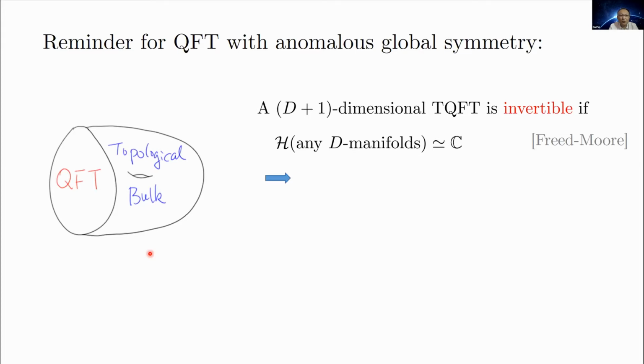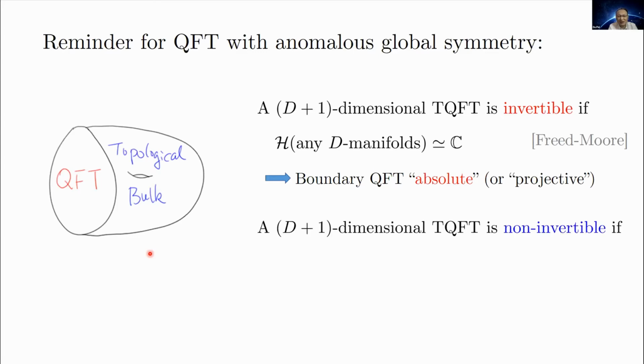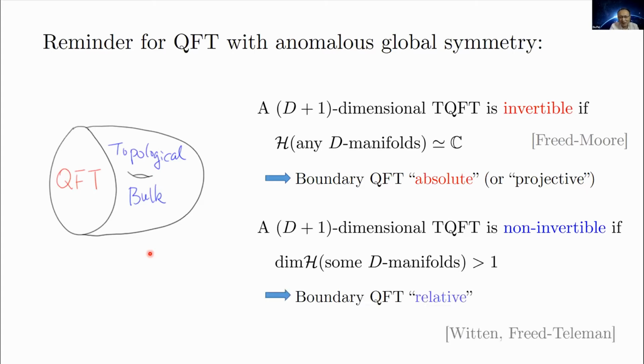In this case, one will say that the boundary QFT is either absolute or projective. There is a distinction between these, but in this talk, I will not distinguish between absolute theory versus projective theory. What I will distinguish is this situation and the situation when the TQFT is non-invertible, meaning that in some cases, the Hilbert space on some d-manifolds can have larger dimension. And in this case, we will say that the boundary quantum field theory is relative.